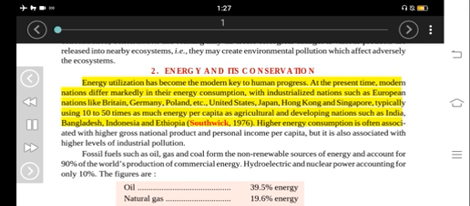Southwick, 1976. Higher energy consumption is often associated with higher gross national product and personal income per capita, but it is also associated with higher levels of industrial pollution. Fossil fuels such as oil, gas and coal form the non-renewable sources of energy and account for 90% of the world's production of commercial energy. Hydroelectric and nuclear power account for only 10%.